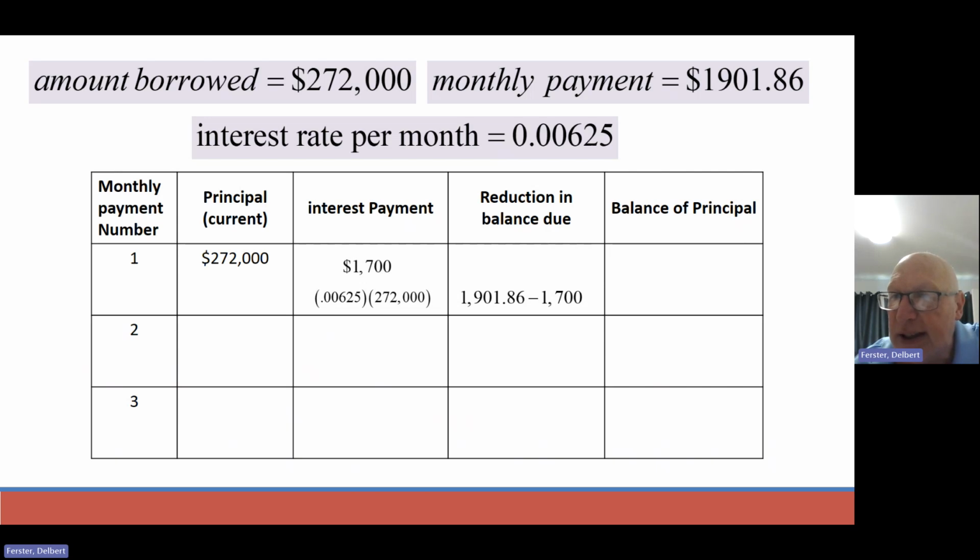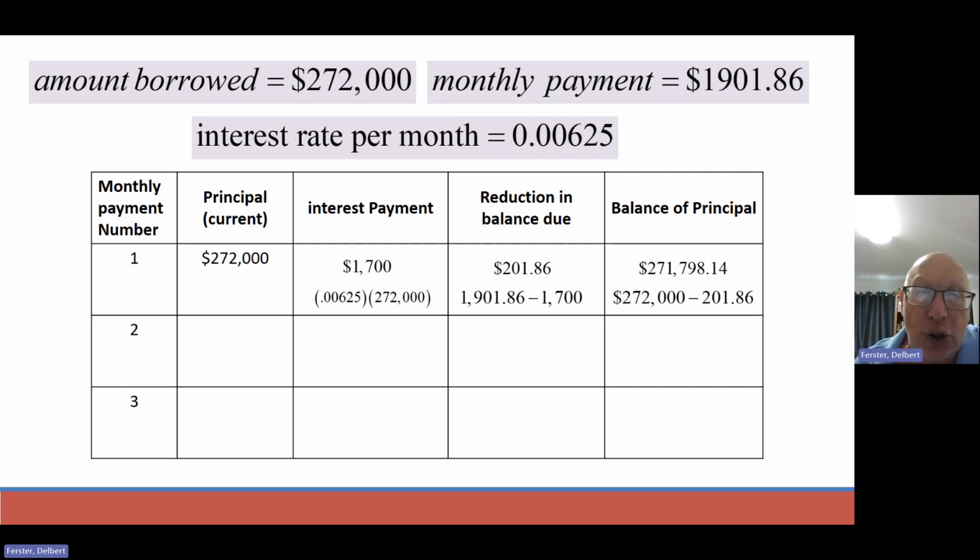So you wind up taking the 1901.86, subtracting off the 1,700 that's going against the interest, and that leaves a reduction in principal of $201.86. So at the end of that first month, after that first payment's been made, he will no longer owe $272,000. He will have paid back $201.86 of it. So his new balance is $271,798.14. It's calculator gymnastics. You're punching buttons. It's a lovely subtraction problem.